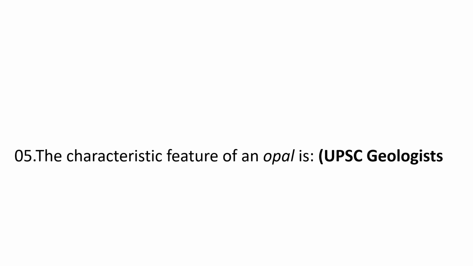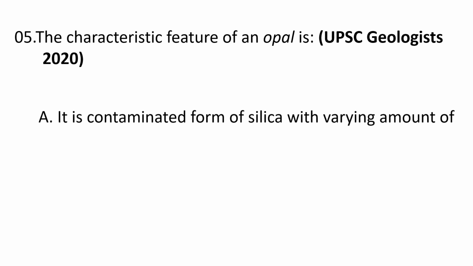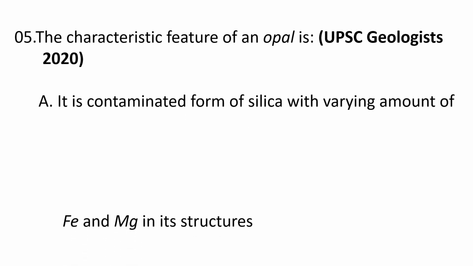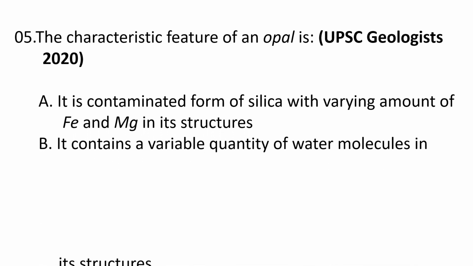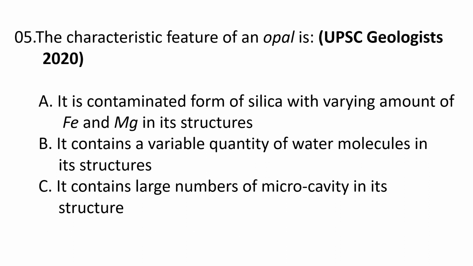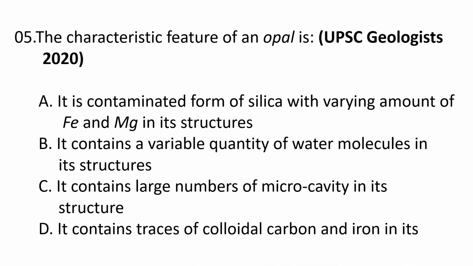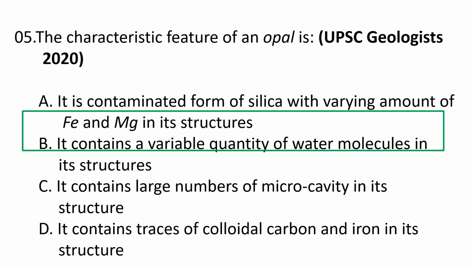Coming to the fifth question, the characteristic feature of an opal is. So you know opal is a quartz variety. It's an amorphous variety. So what is the characteristic feature of an opal? The choices are A, it is contaminated form of silica with a varying amount of iron and magnesium in its structure, and B, it contains a variable quantity of water molecules in its structure, and C, it contains large number of microcavities in its structure, and D, it contains traces of colloidal carbon and iron in its structure. So these are the four choices given. The correct answer is B, it contains a variable quantity of water molecules in its structure.